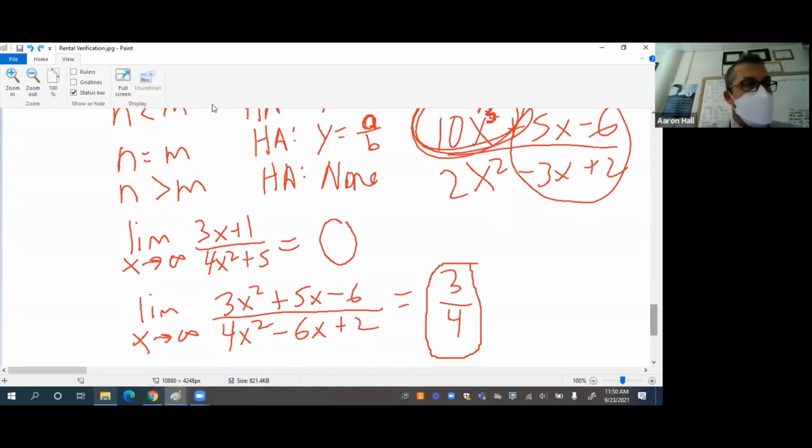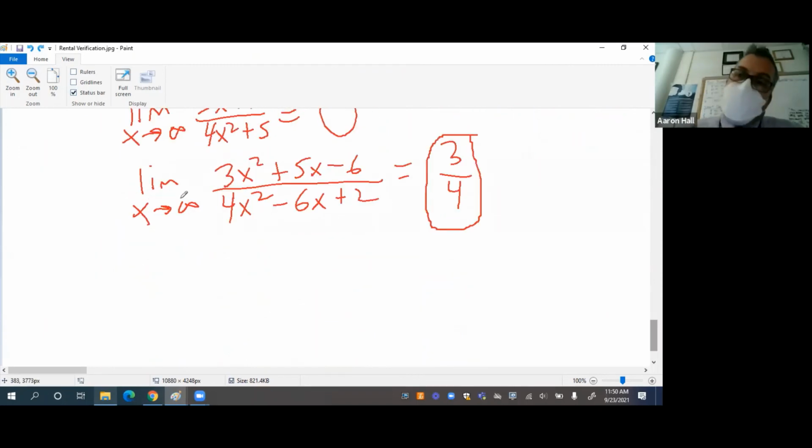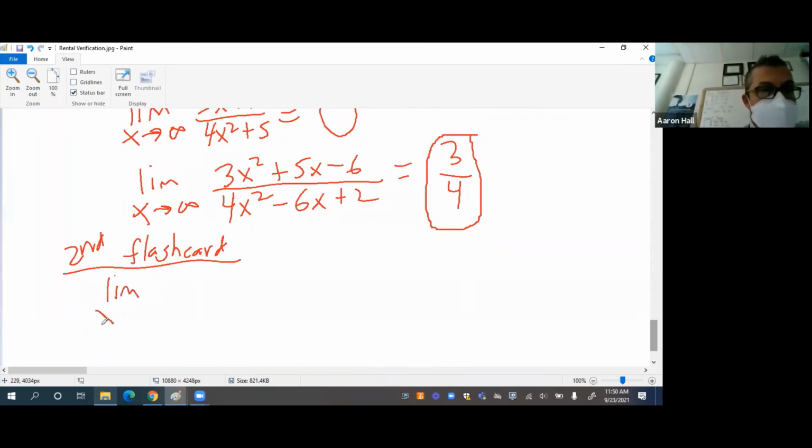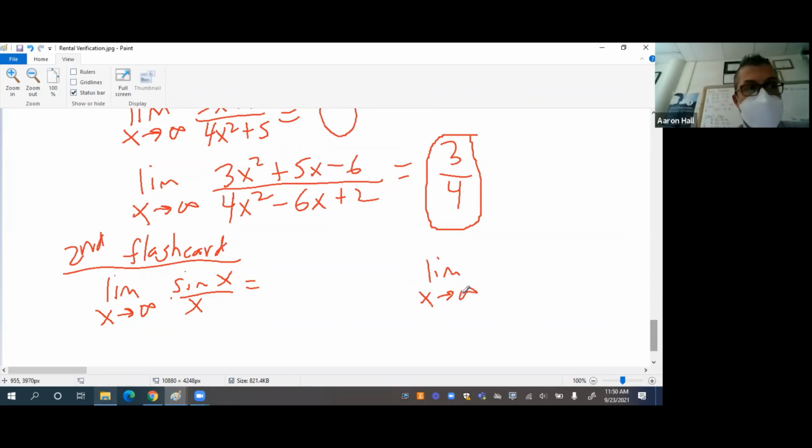Okay, let's look at another one. I do have some other flashcards. Here are our second and third flashcards. Is anybody taking my advice about flashcards? Yes. Awesome, cool. If your teacher says to do it, maybe you do it. So we have the limit as x approaches infinity of sine of x over x, and then the limit as x approaches infinity of cosine of x over x. These are the second and third flashcards.